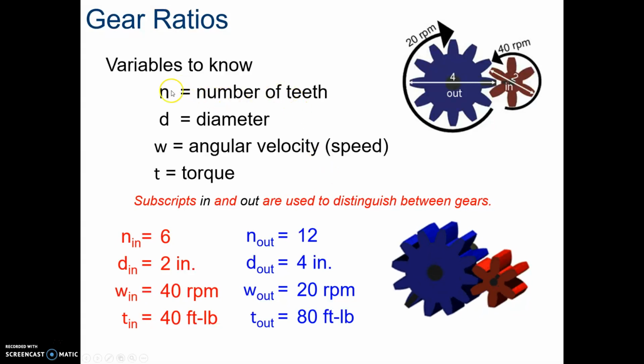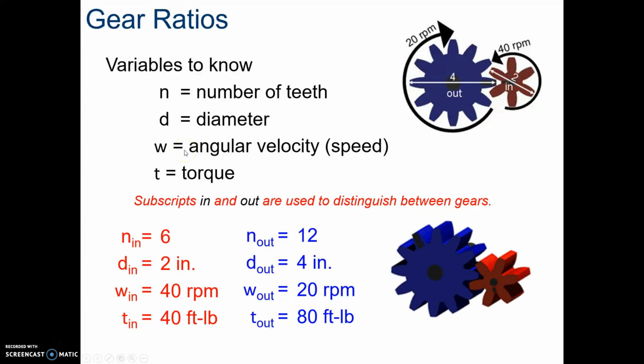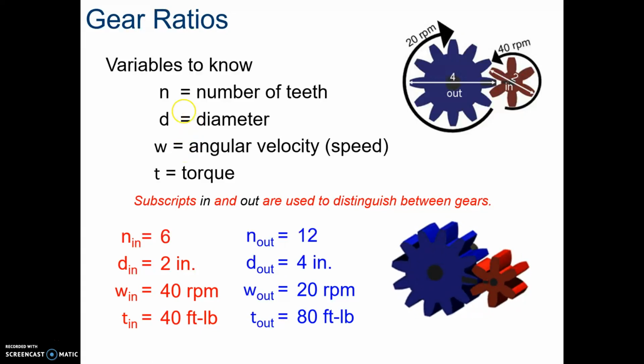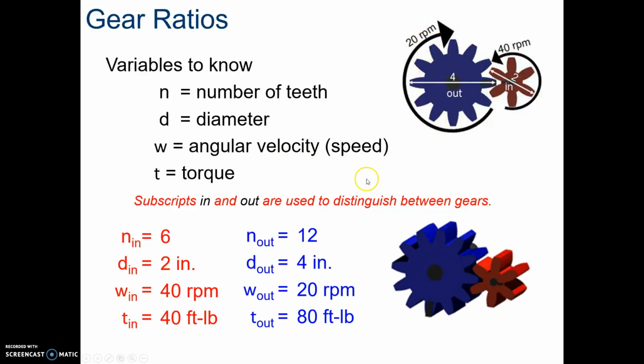If you want to write down these variables, what the symbols mean, you can in your notebook. We're going to see the actual equations in a minute, but N is just number of teeth. D is diameter, the overall diameter of the gear from outside of the teeth. W is the angular velocity or speed, given in RPMs, revolutions per minute. And of course T is torque, the torque that's either input or output.